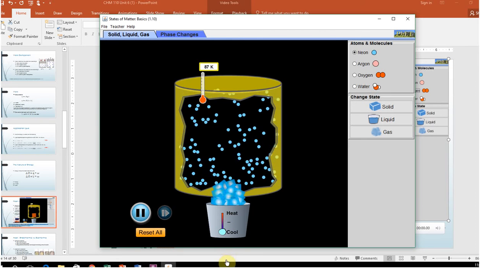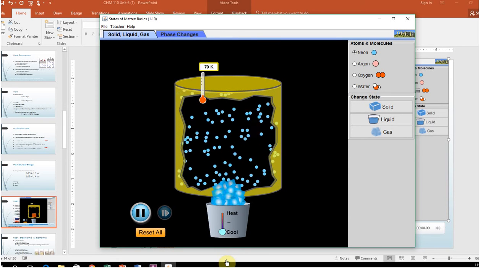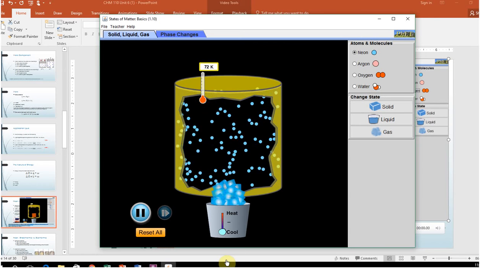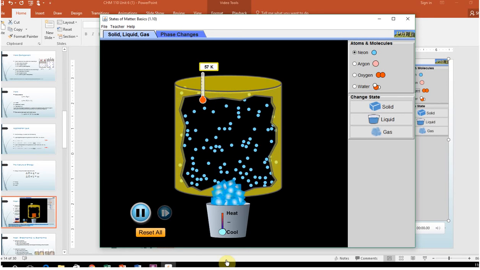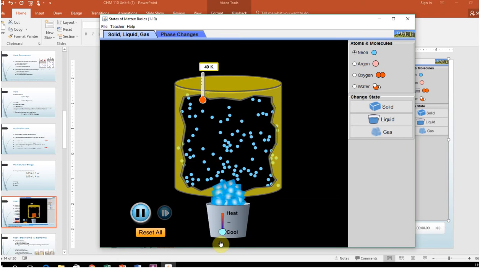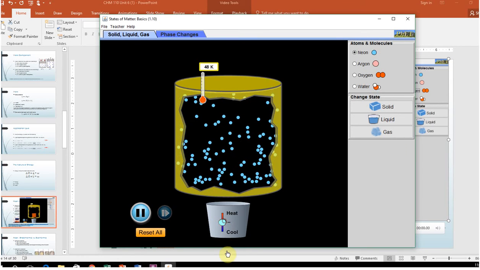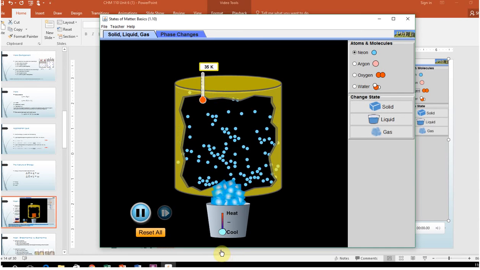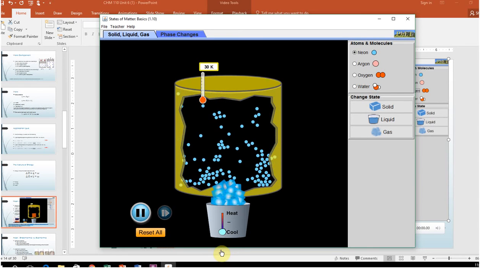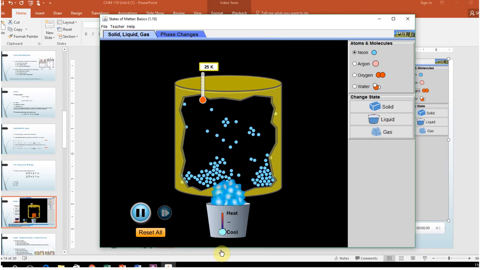Now, if we were to cool it down again, the heat is leaving these molecules. They are going to slow down. They're going to stop bouncing quite as much. There it goes. You can kind of see the temperature up at the top going down, and now we've reached a threshold. They're really starting to slow down a little bit.